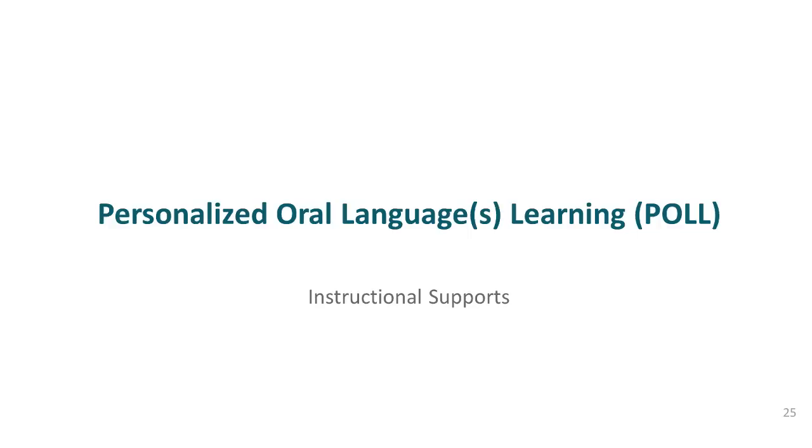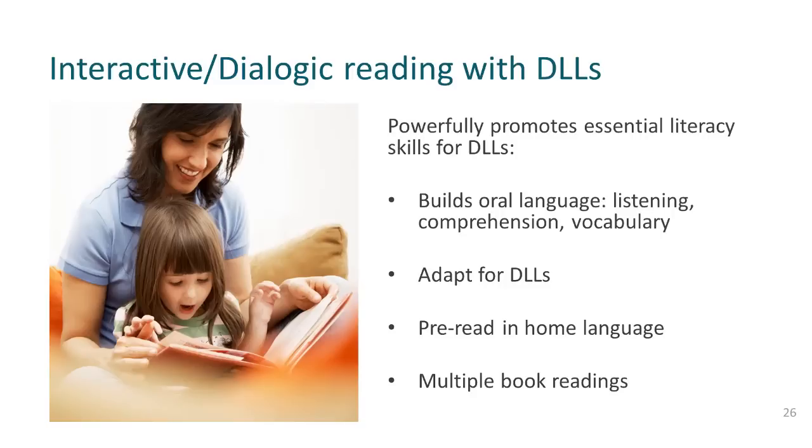The second part, or the third part of POLL, has to do with specific types of instructional supports. And one of those supports is an interactive or dialogic reading experiences with dual language learners. As all of you know, they're involved in literacy. That dialogic or interactive book reading experience with children seems to be a very powerful way to promote early literacy skills. So especially in the area of oral language, that child's ability to listen, to comprehend, and to learn new vocabulary.